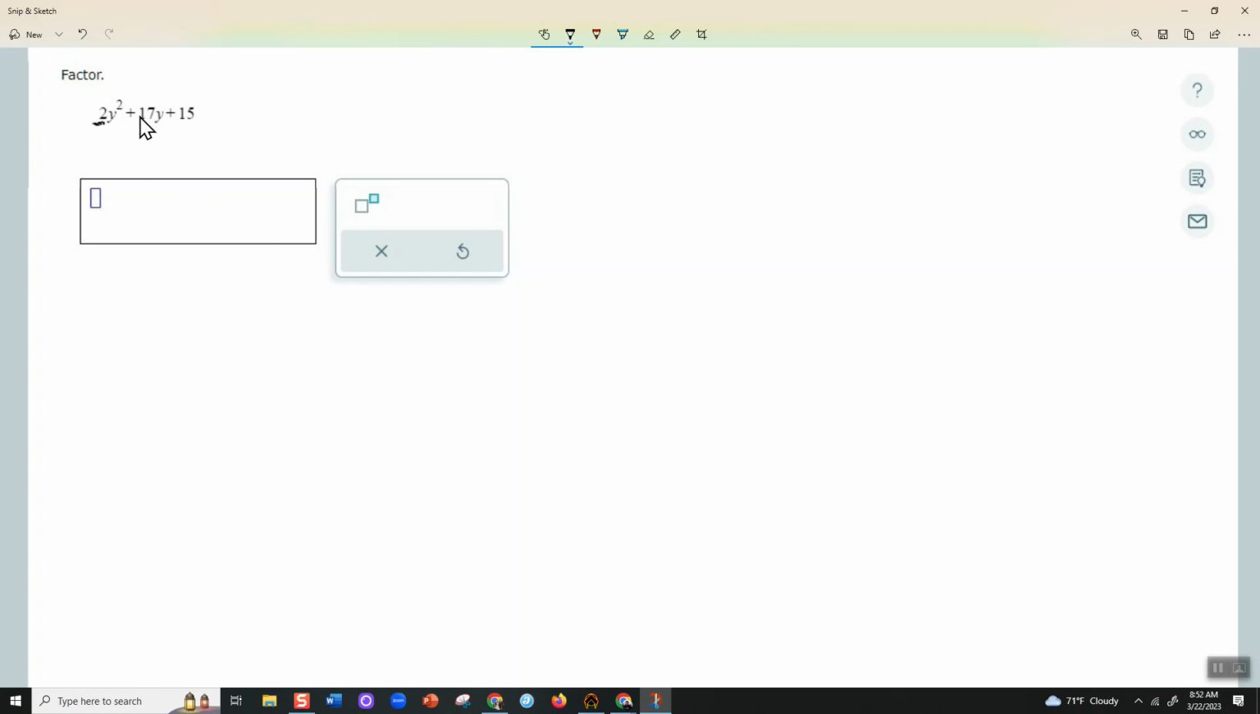17 is not divisible by 2, 15 is not divisible by 2, so we can't factor it out as a greatest common factor. So we need to do 2 times 15, which is 30. We need to find the two factors of 30 that add up to 17. In this one, it is the two factors that we just used, 2 and 15.